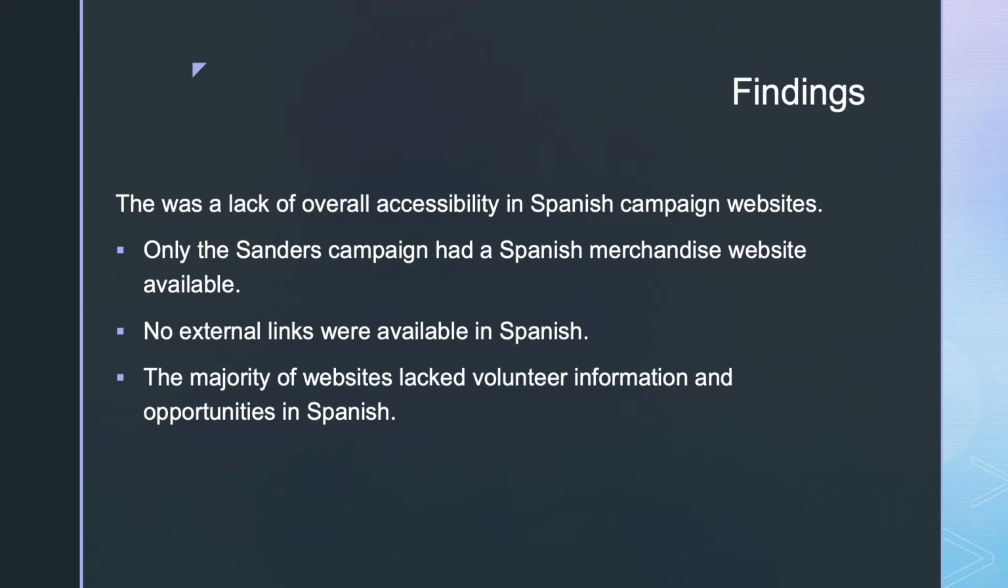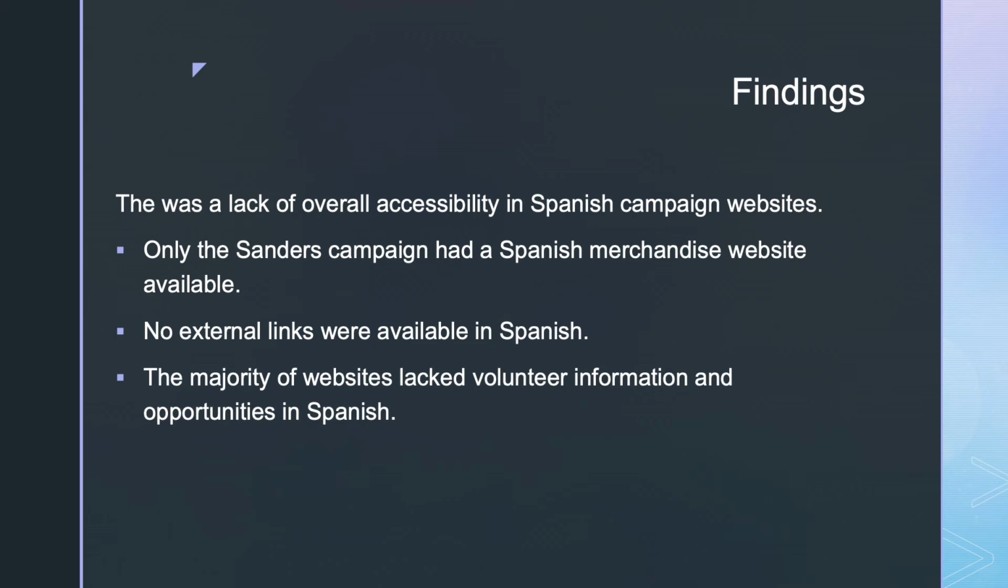There was also a lack of overall accessibility in Spanish campaign websites. Only the Sanders campaign had a Spanish merchandise website available. All other campaigns would redirect the viewers of the Spanish websites to an English merchandise website. All external links were also not available in Spanish. So every time a Spanish viewer would click on an external link, say to a newspaper article or to just some local news, they would not be able to get it in Spanish. It would always be in English.